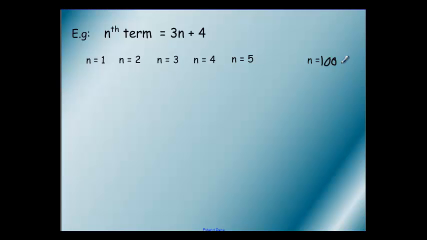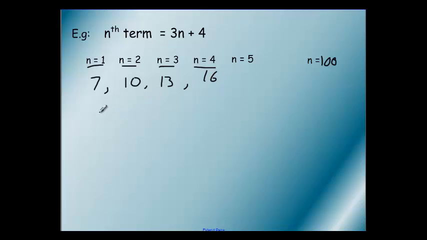So now, to work out what the first term is, we just plug n equals 1 into this formula. So when n is 1, 3n must be 3, add 4 is 7. When n is 2, 3 times n is 6, add 4 is 10. When n is 3, 3n is 9, add 4 is 13. When n is 4, 3n is 12, add 4 is 16.